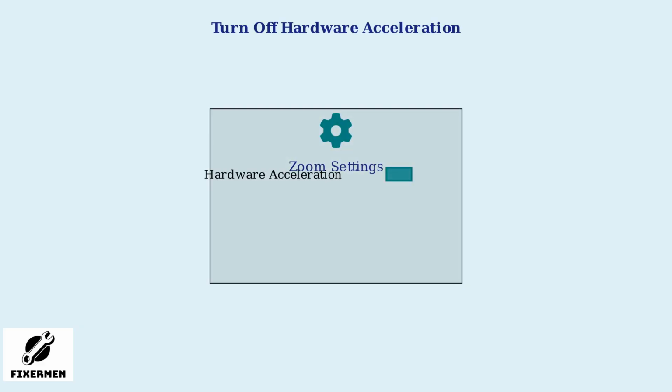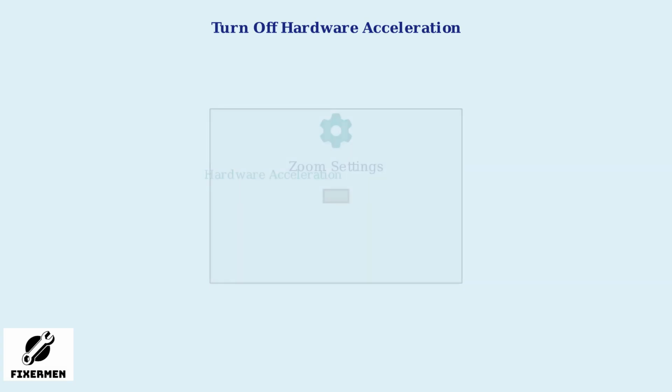You can find this option in the Video section of the Settings menu. Click the toggle to turn hardware acceleration off. The setting will be saved automatically. Restart Zoom for the changes to take effect. This simple step can resolve many crash issues related to graphics processing.